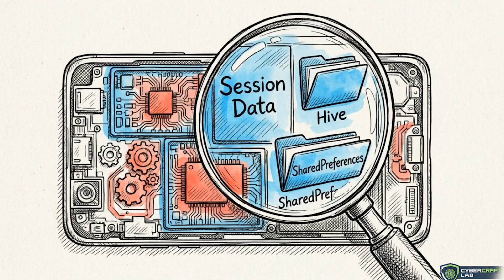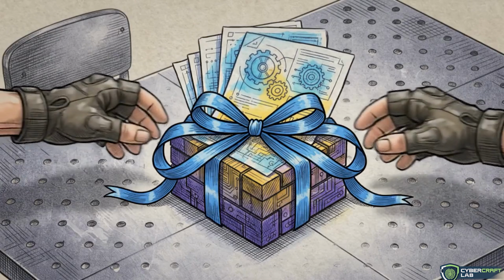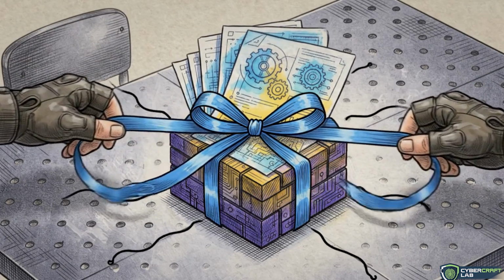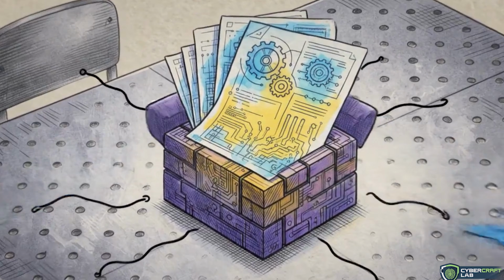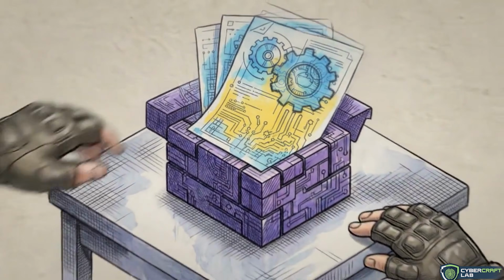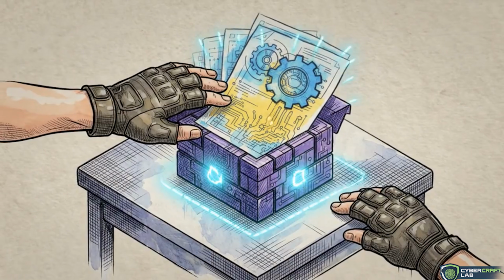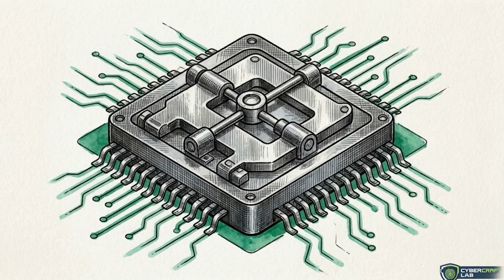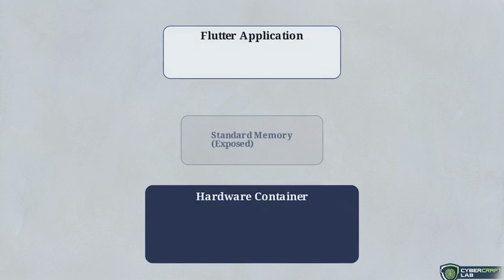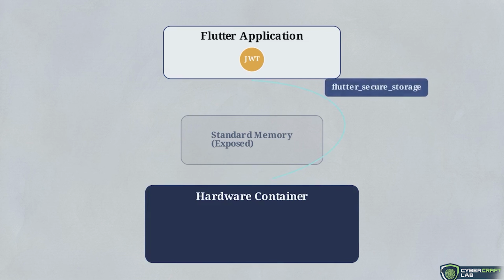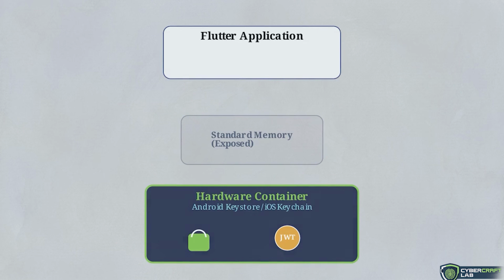standard Hive databases. Relying on compilation for obfuscation while using plaintext storage effectively packages and delivers sensitive user data to anyone with basic forensic tools. Hardware-backed encryption is the baseline requirement for all client-side storage. This involves routing data through the Flutter Secure Storage package, which leverages the native Android key store and iOS keychain. This bypasses standard application memory, locking tokens into a secure, isolated hardware container.